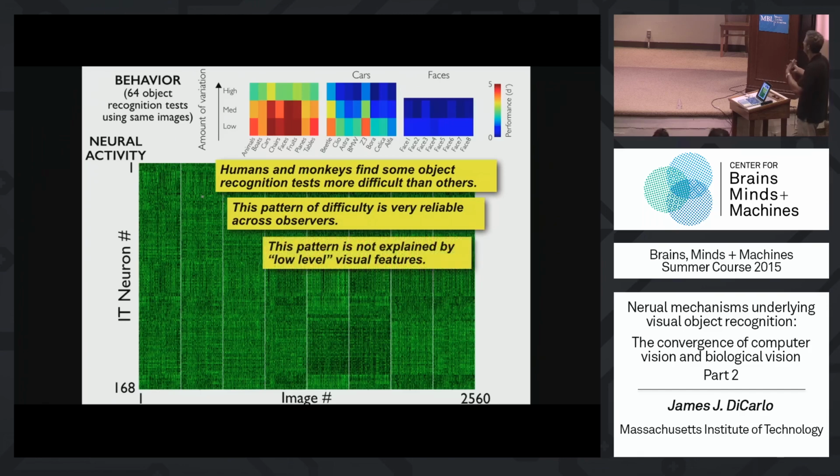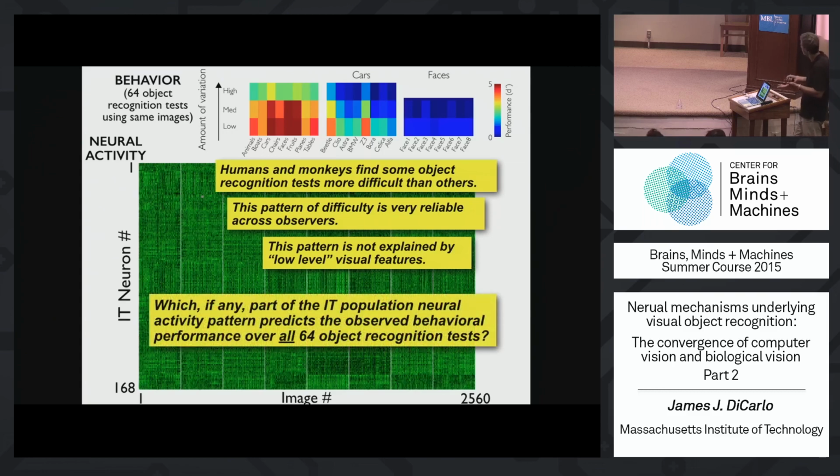It's not as if you can predict this pattern by just running classifiers on pixels or V1. And in fact, I'll show you that in a minute. But we thought there's some aspects of IT activity that would predict this, and we wanted to try to find those aspects. And again, this was motivated by that study I showed you earlier. So which part of the IT population activity could predict this behavior over all recognition tasks?